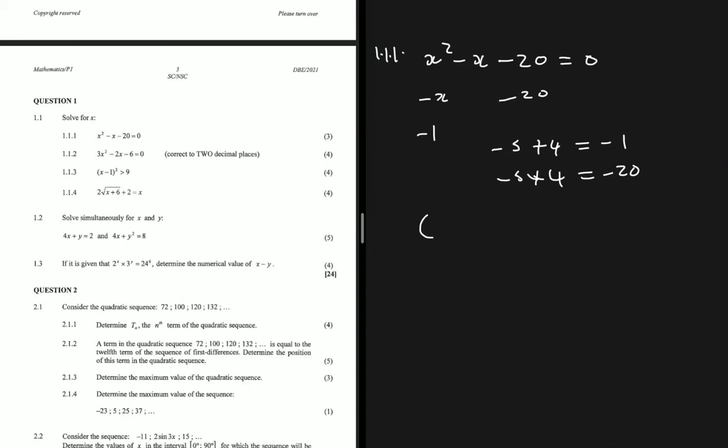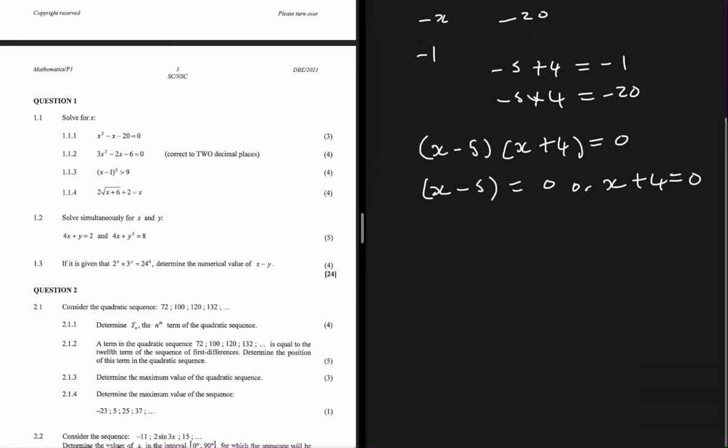So we're going to have x minus 5 multiplied by x plus 4 equals 0, right? And then, let me not skip a step, x minus 5 equals 0, or x plus 4 equals 0, then x equals 5, or x equals minus 4.